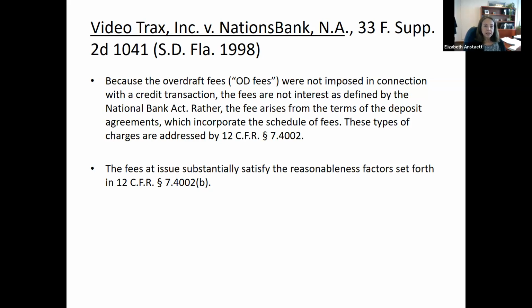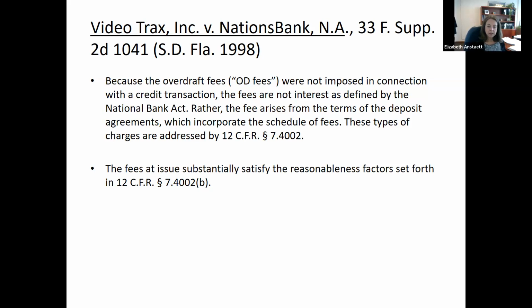But this case and some others like it at the time really brought to the forefront this idea as to what is going on here when a bank honors your overdrawn payment instrument. Does the customer want that or not?